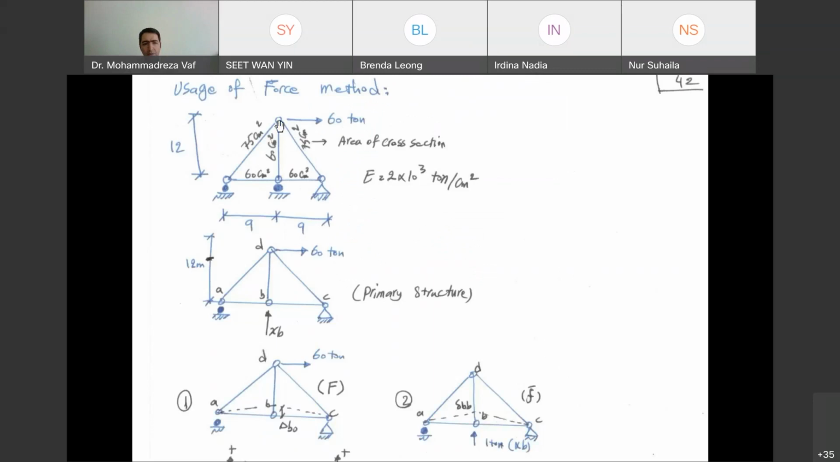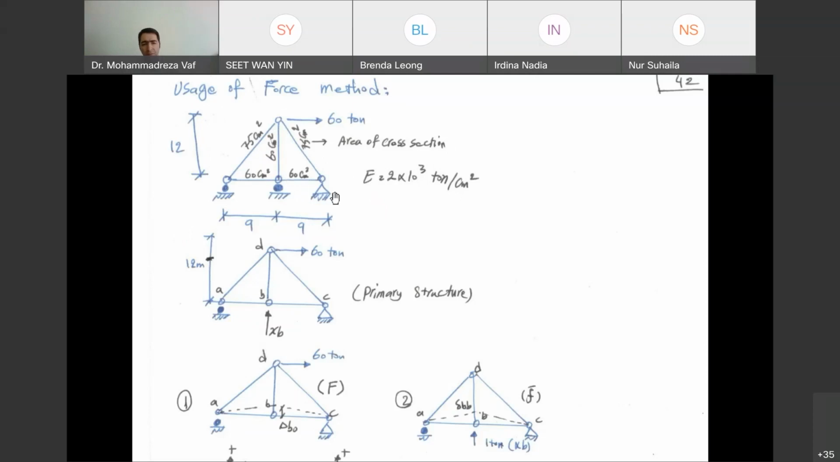Here you can see we have a truss, and the truss is subjected to a force of 60 ton. The dimensions of the truss have been given to us, 9 meter and 12 meter. And the values that you see on the elements are the cross-section area of each element, 75, 60, 60, and 75. And the modulus of elasticity is similar for all the structural elements. Now, the question is how we can analyze this truss using the force method.